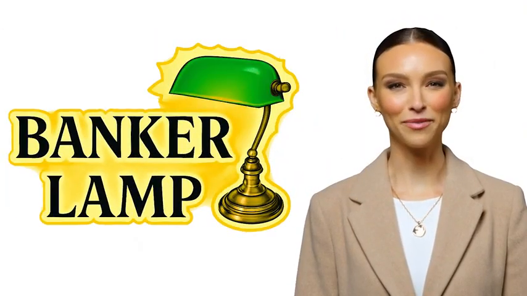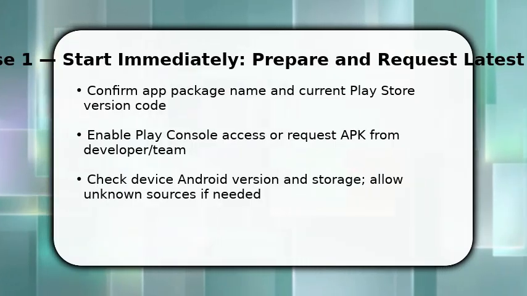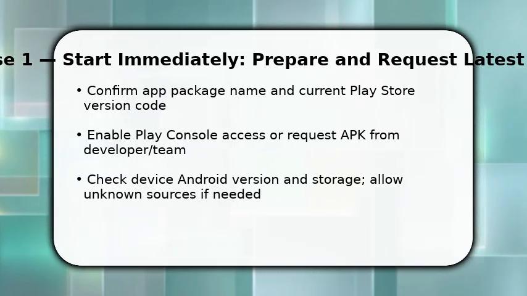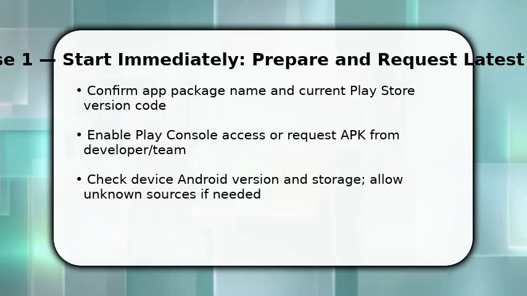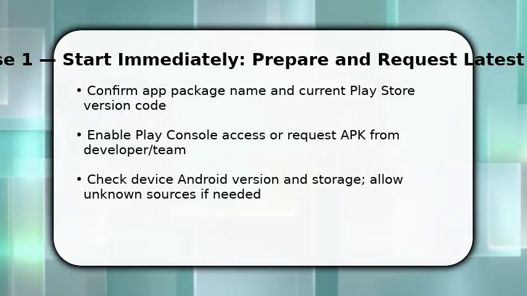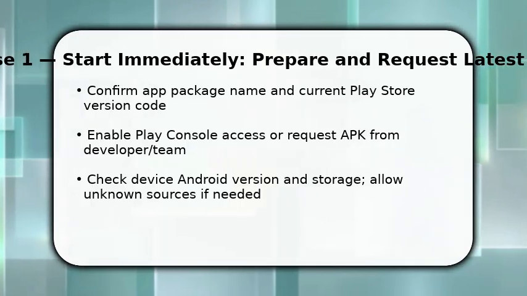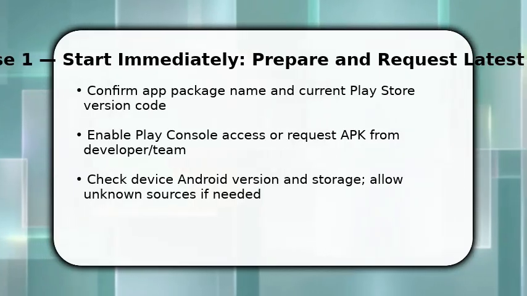Please enjoy the video. You start by confirming the app package name and the version code in Play Console. This matters because the store serves versions by code. Next, request the latest APK or app bundle from the developer, or enable Play Console access so you can pull the build. Once done, make sure your device meets the minimum Android version and has sufficient storage.